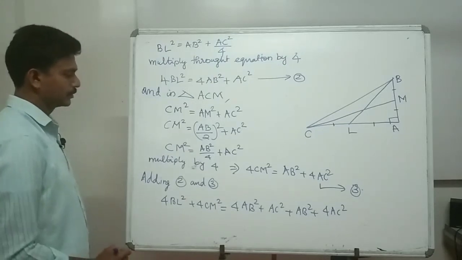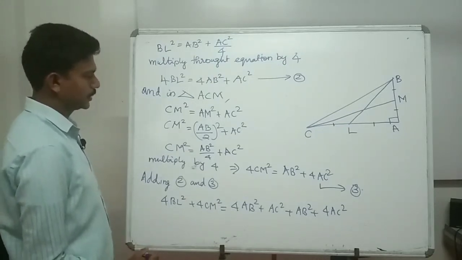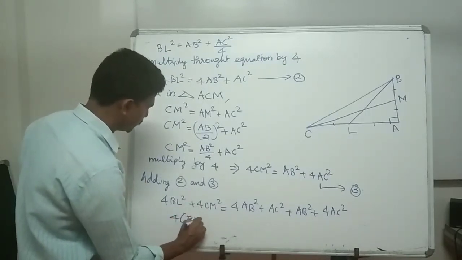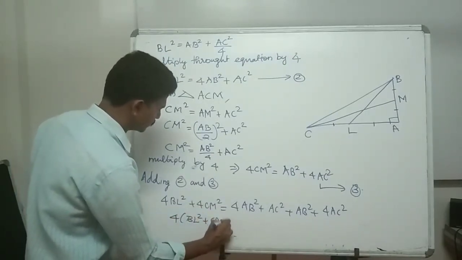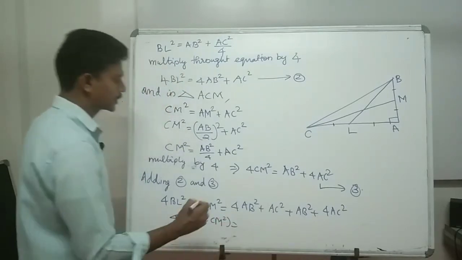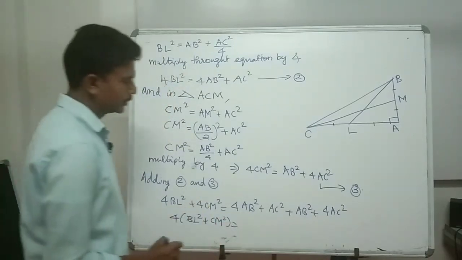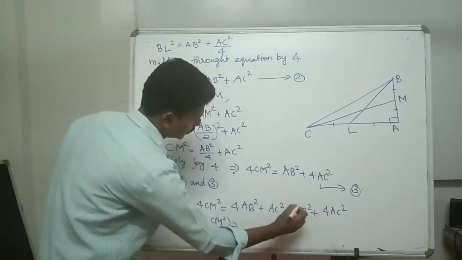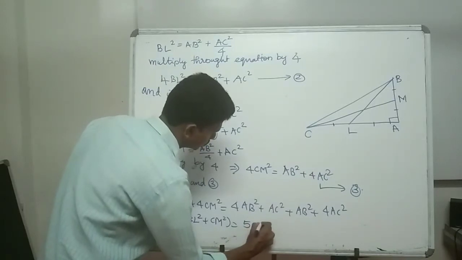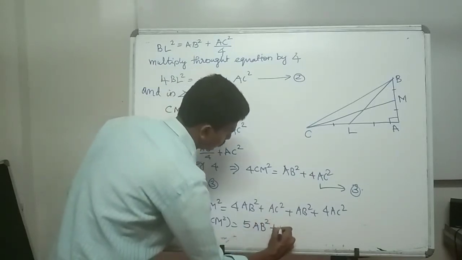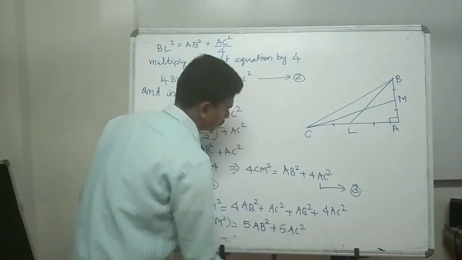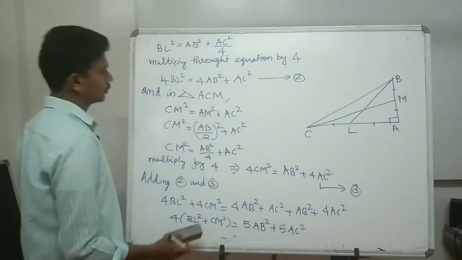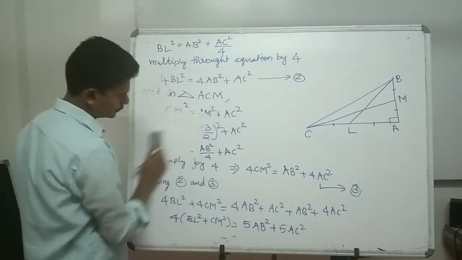So we can take 4 as common: 4 times BL square plus CM square. So the left side is correct for us. Now we have to correct the right side also. On the right side, adding, we have 5AB square and likewise 5AC square. Then here also we can take 5 common outside.